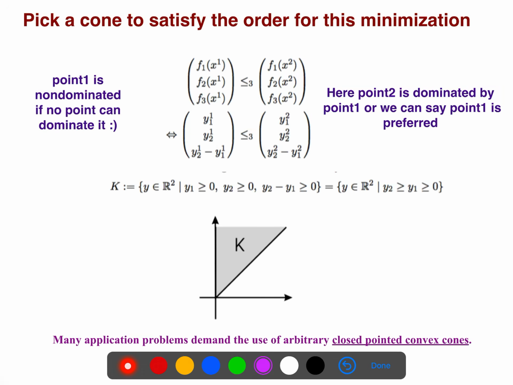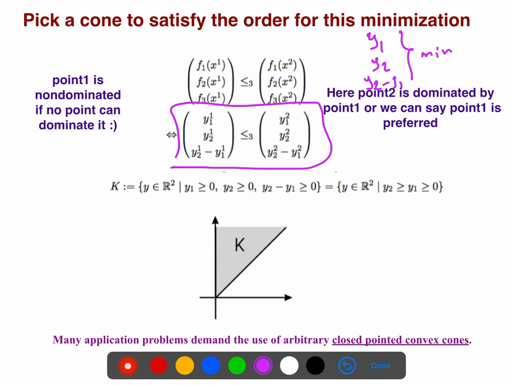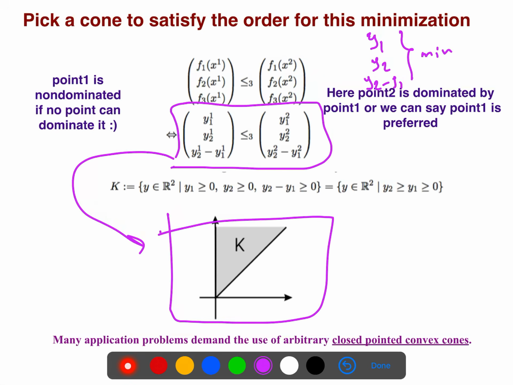For example, you want to minimize y1 and y2 and also y2 minus 1. So you have three objective functions and you want to minimize them. In order to say which point is better than the other point, we need these three inequalities. And from them, we can create our own cone. So this is the cone.